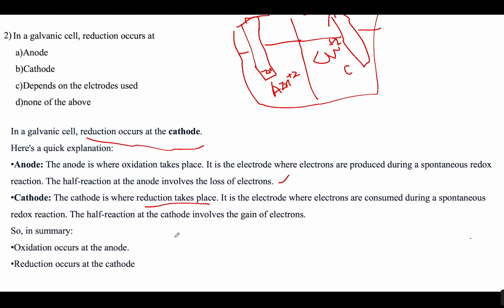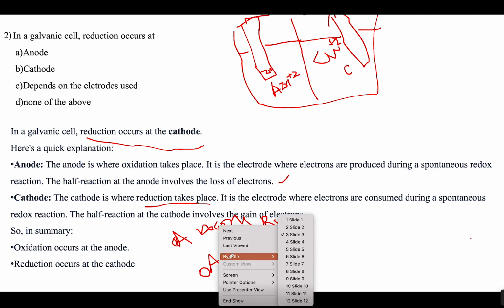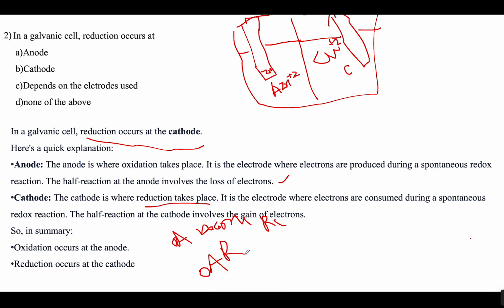We can use the terminology, remember OARC. So basically, oxidation occurs at the anode and reduction occurs at the cathode.